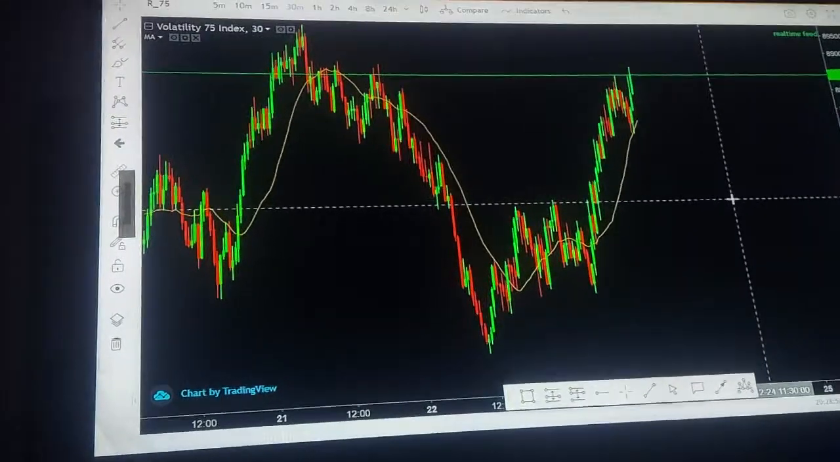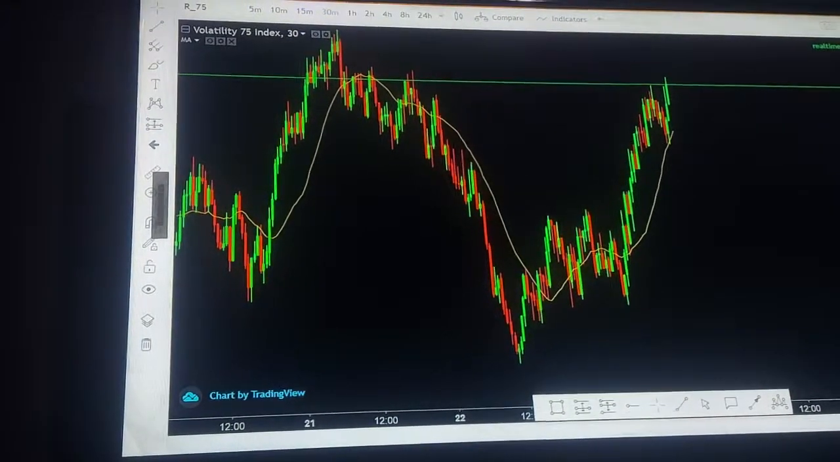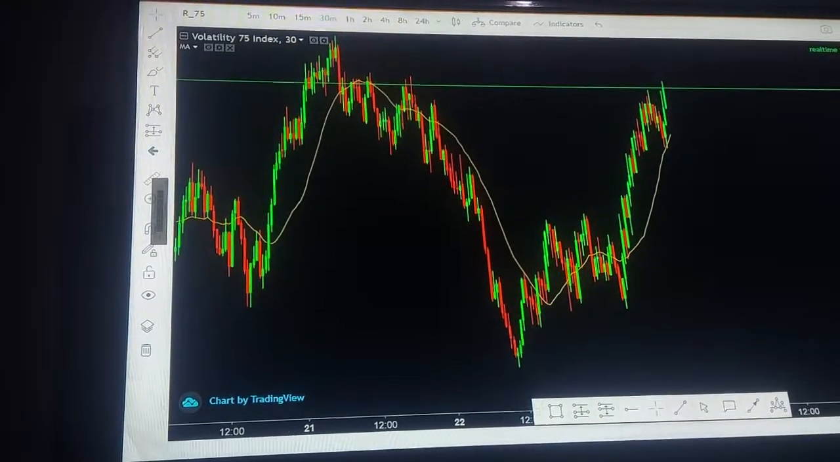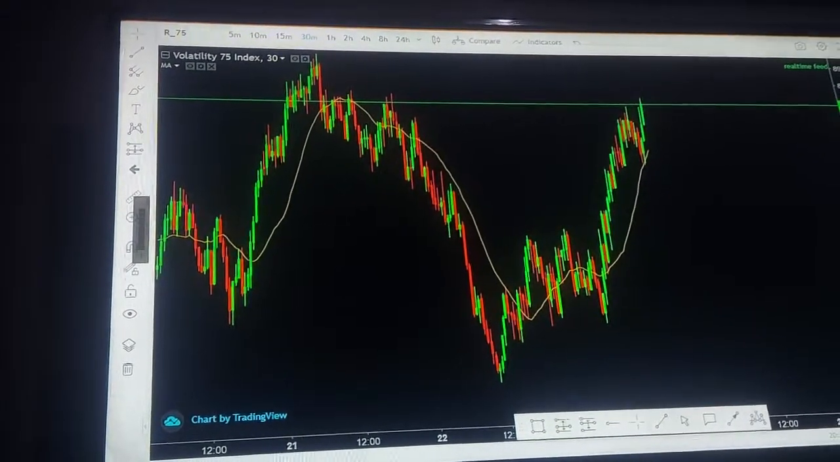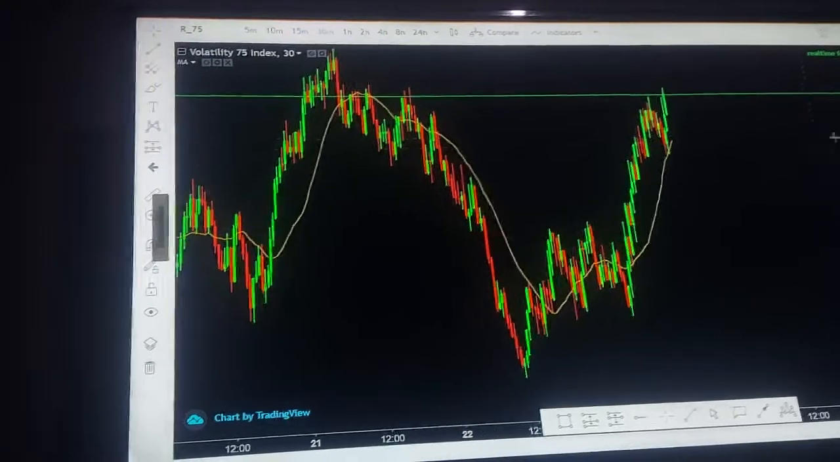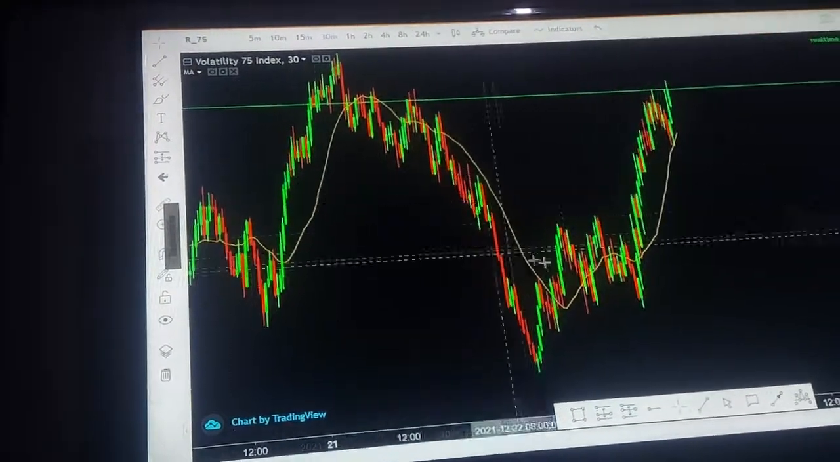I'm going to show you the trade I took today on VIX 75, my setup on VIX 100. That's the trade I'm presently waiting for, and VIX 25. VIX 75. This was the trade I took today.